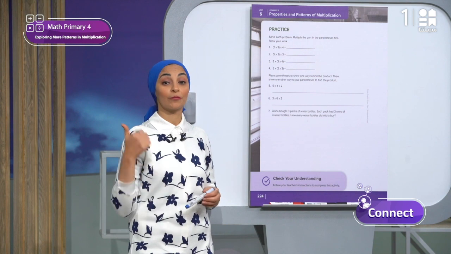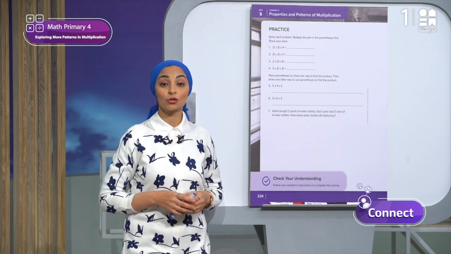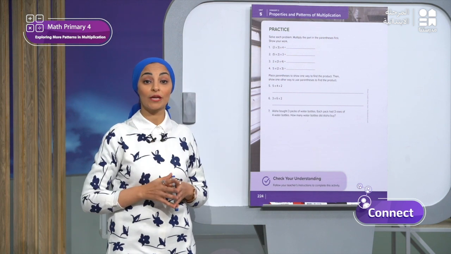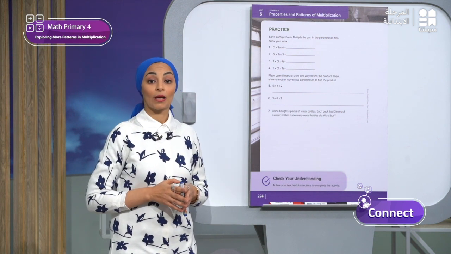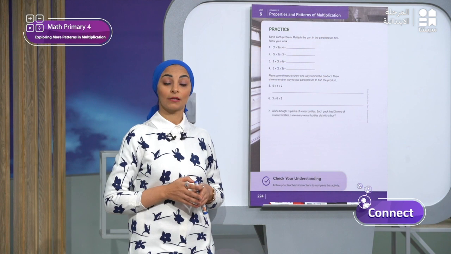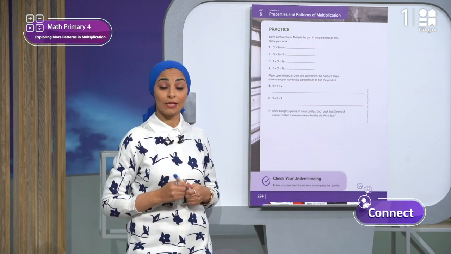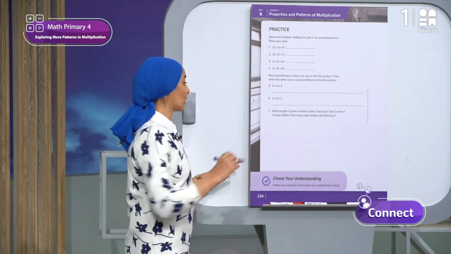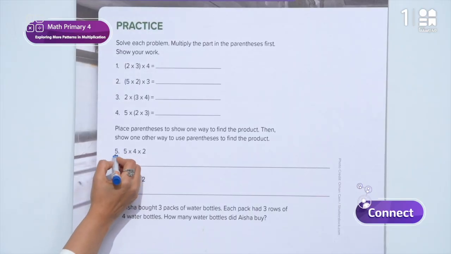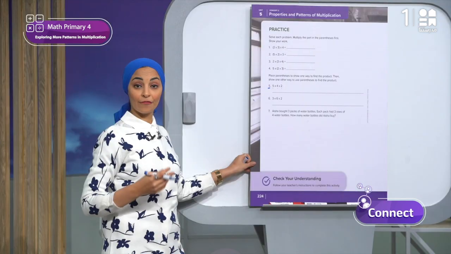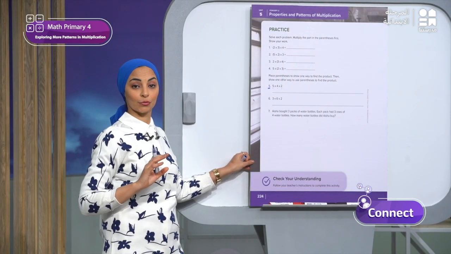However, in problems 5 and 6, we are asked to solve them and place the brackets ourselves, around different numbers. Okay? Here in problem number 5, the digits are written in this way. Here is problem number 5: 5 times 4 times 2, as you see. 5 times 4 times 2.